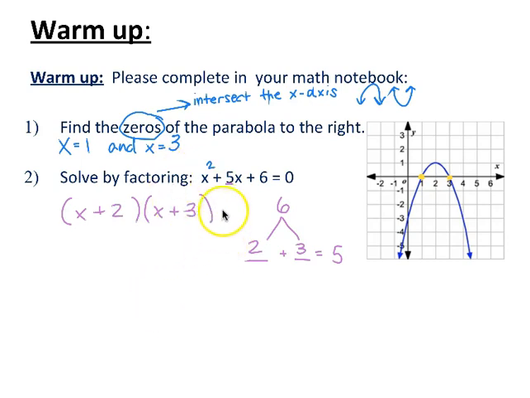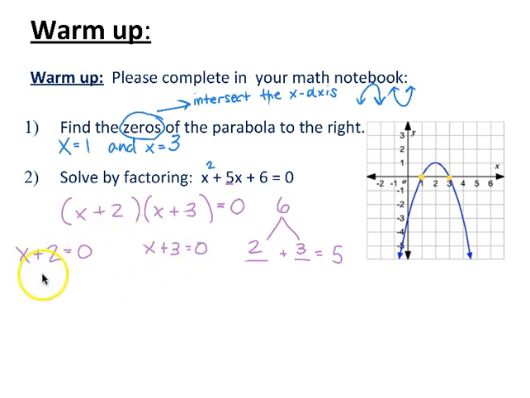Now, we need to solve. And remember, this equation was set equal to 0. So we know that when either one of these sets of parentheses is equal to 0, then when we multiply it times the other set of parentheses, it has to equal 0, because anything times 0 is 0. So I'm going to set each of these factors equal to 0, and then solve for x.